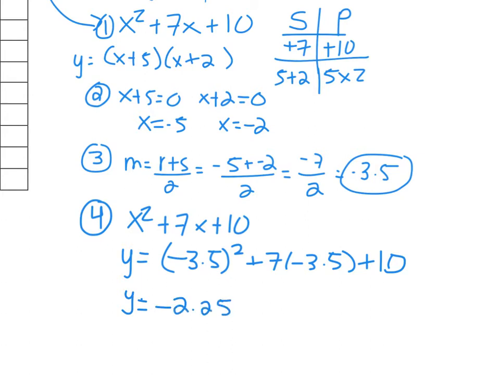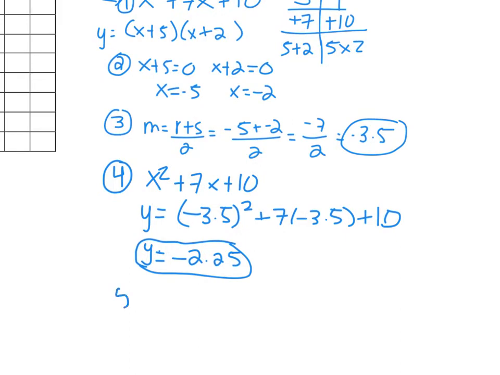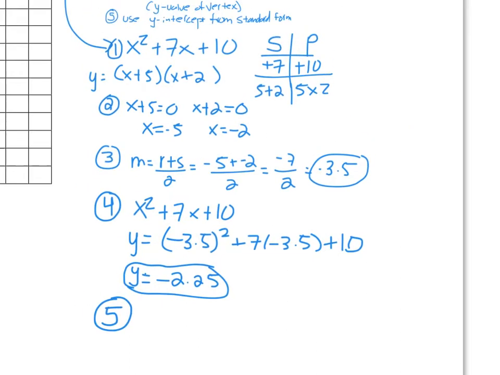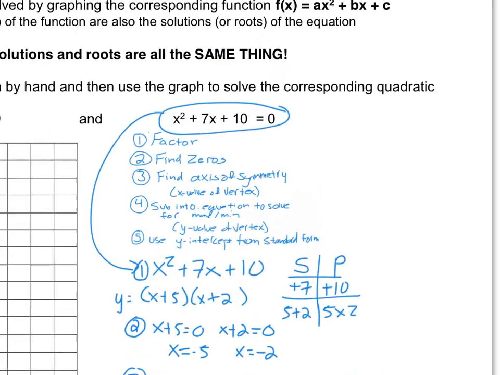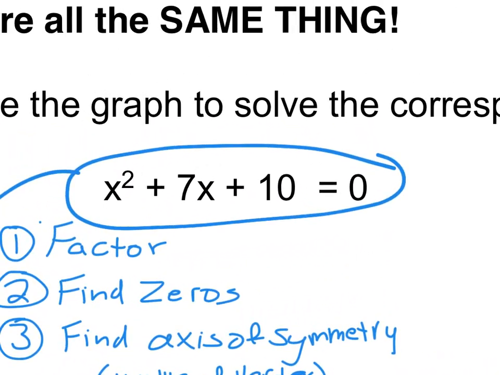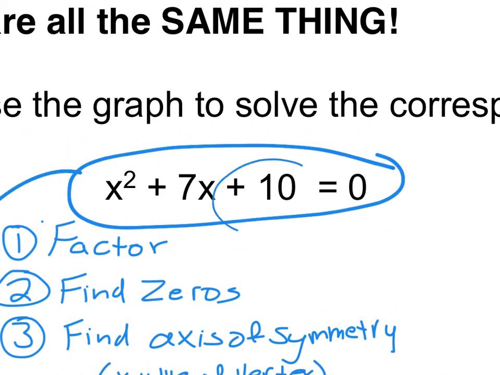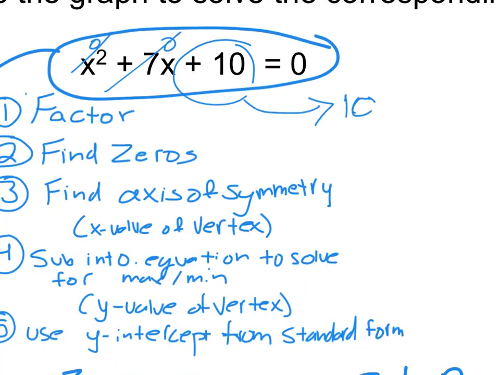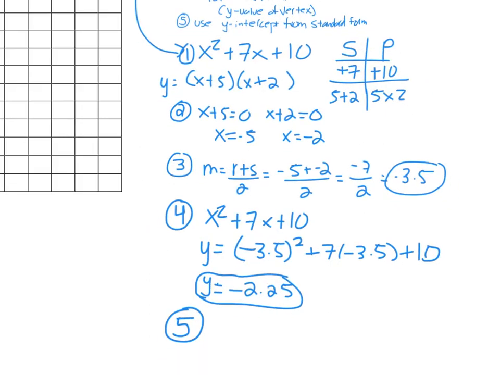So we're not dealing with any nice numbers here. That's okay. And then step number 5 is just to look back at our equation. So we're going to go right back to our equation, this x squared plus 7x plus 10. And our y-intercept is of course when x is equal to 0. So my y-intercept, if this is 0 and 0, it cancels out, and we're left with 10 for our y-intercept. So then we can come down and write down that our y-intercept is 10.